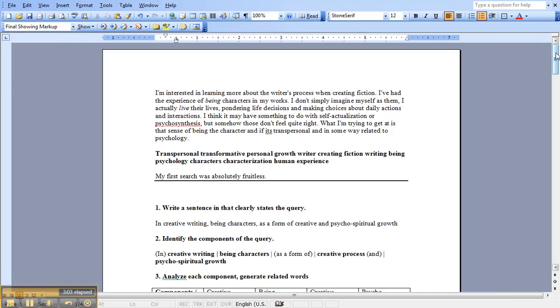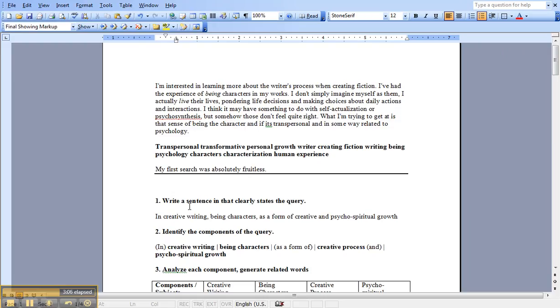The first thing is I tried to write a sentence that clearly states the query. And this is what I came up with: in creative writing, being characters as a form of creative and psychospiritual growth. That's what I was getting here. Her words are being characters, and not with acting or storytelling, but with creative writing. The idea of being characters as a form of creative and psychospiritual growth.